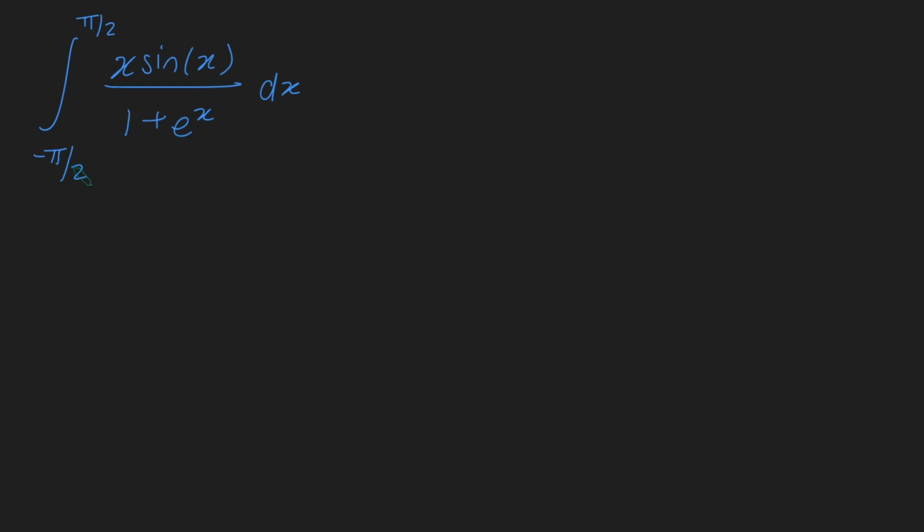Today I'm going to be computing the integral from minus pi over 2 to pi over 2 of x sine x over 1 plus e to the x dx. The trick is to do a substitution, u equals minus x, and so we get du is minus dx.